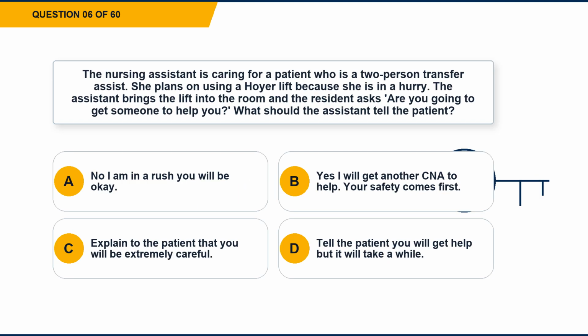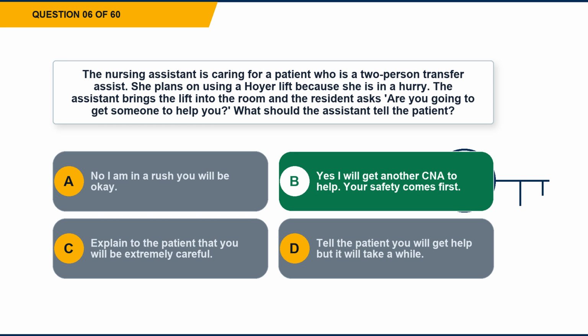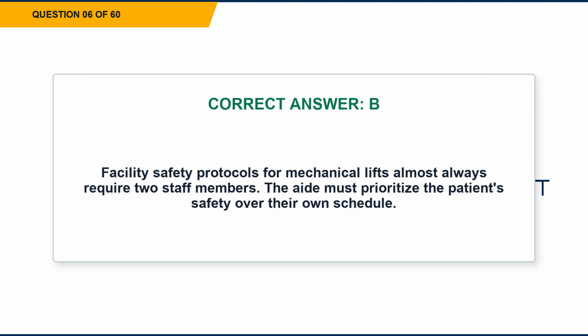Question 6. The nursing assistant is caring for a patient who is a two-person transfer assist. She plans on using a Hoyer lift because she is in a hurry. The assistant brings the lift into the room and the resident asks, "Are you going to get someone to help you?" What should the assistant tell the patient? Option A. No, I am in a rush, you will be okay. Option B. Yes, I will get another CNA to help. Your safety comes first. Option C. Explain to the patient that you will be extremely careful. Option D. Tell the patient you will get help but it will take a while. The correct answer is option B. Yes, I will get another CNA to help. Your safety comes first. Explanation. Facility safety protocols for mechanical lifts almost always require 2 staff members. The aide must prioritize the patient's safety over their own schedule.